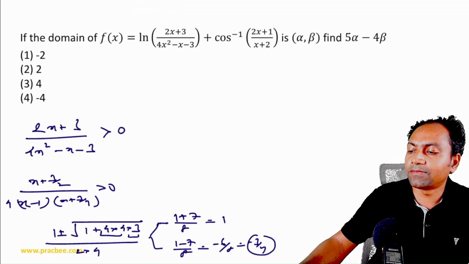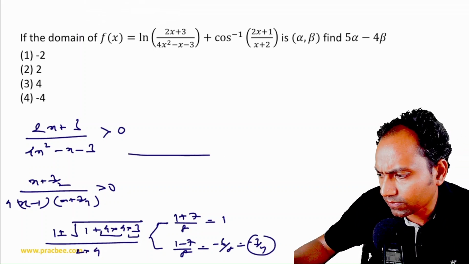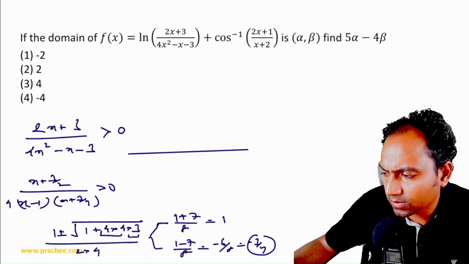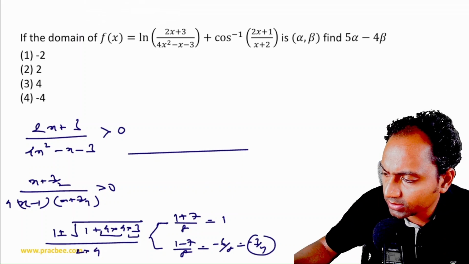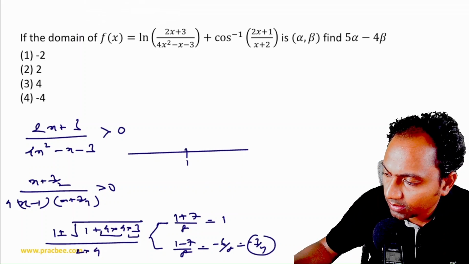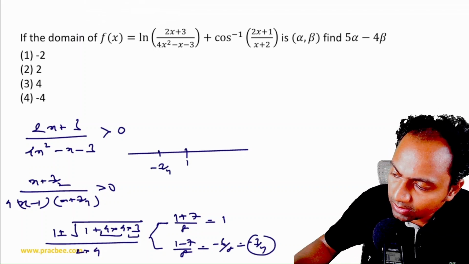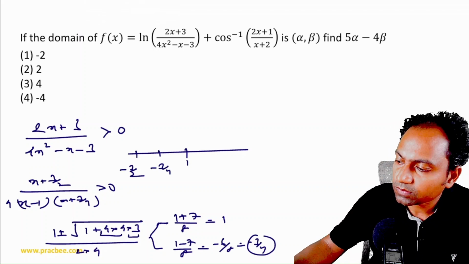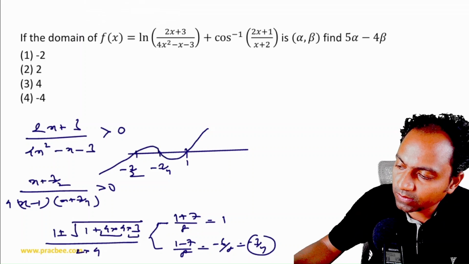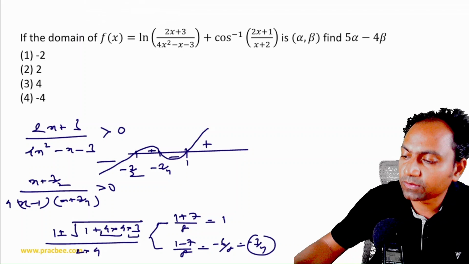Now you can apply the wavy curve method to solve this inequality. So if I draw using the wavy curve, one point is nothing but 1. Then there is minus 3 by 4, and then minus 3 by 2. So this is how the wave comes: plus, minus, plus, minus. We have got the solution for the first part.